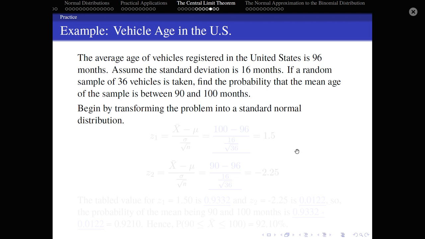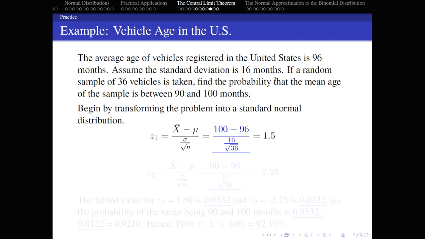All right, so first we're going to take this sample, and we're looking at the probability of the mean of this sample, so we're going to be using our new equations. Now we're looking in between two values. So we've got two values of interest here. We're going to calculate two z-scores, one for each of the values.